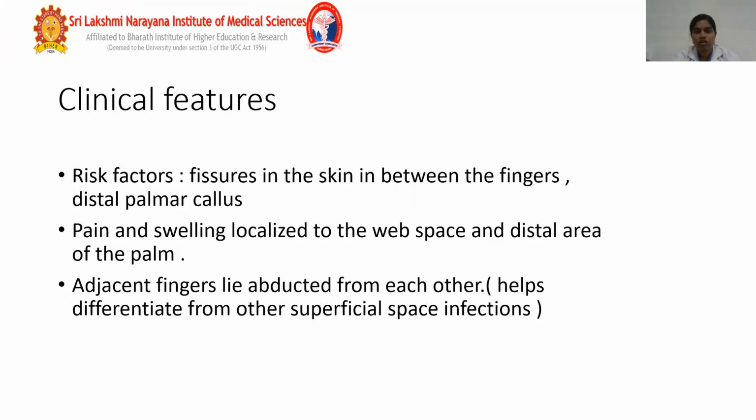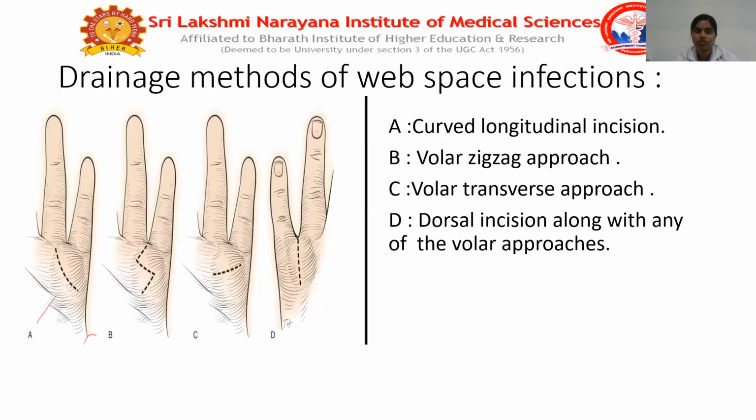The risk factors are usually fissures in the skin in between the fingers and distal palmar callus. Pain and swelling is localized to the web space and distal area of the palm. Adjacent fingers lie abducted from each other. This helps differentiate it from the superficial space infections. As for drainage methods, there are different incisions which can be given to drain the collar stud abscess. Either a curved longitudinal incision, a volar zigzag incision, a volar transverse incision, or a dorsal incision along with any of the volar incisions can also be given for adequate drainage.